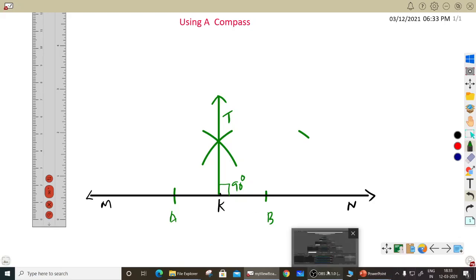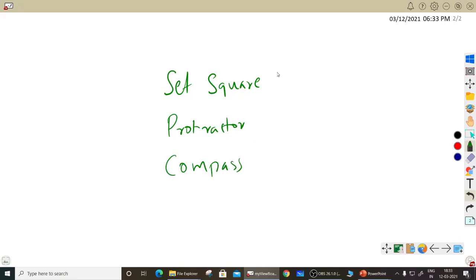Okay, so now you know how to draw a perpendicular using a set square, which you did first, using a protractor second, and now using a compass, drawing a perpendicular at a point on a line.